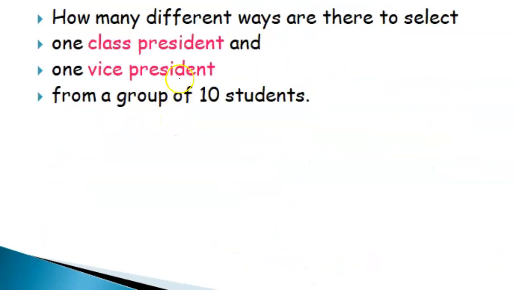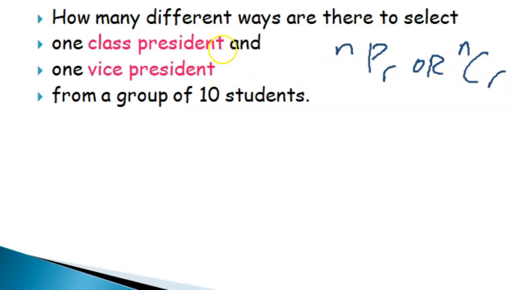Let us look at another example. How many different ways are there to select one class president and one vice president from a group of 10 students? So the question is, do we use nPr or do we use nCr? In other words, does the order matter?